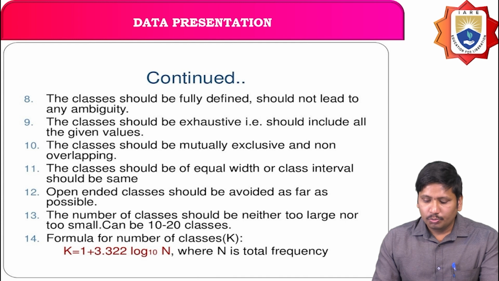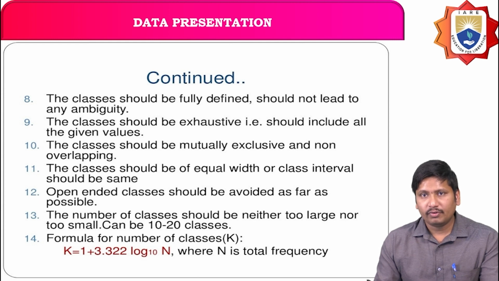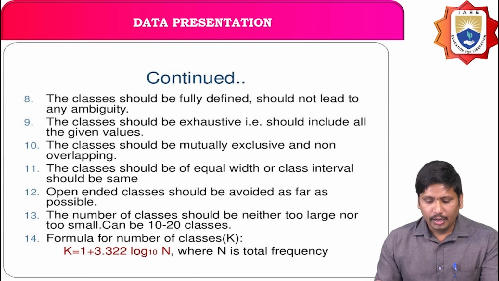Then the classes should be exhaustive. That means it should include all the given values. Suppose you are taking 100 rows, then the 100 rows have 100 values. We should not leave any value null, or put it as 0 like that. We should not keep it like that. It definitely should have some value. Only that type of variables or rows have to be shown. Other things are going to be eliminated.